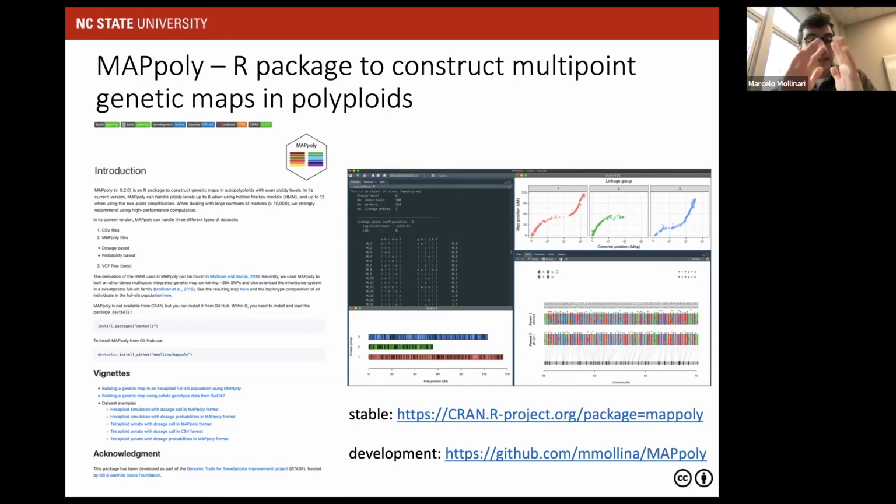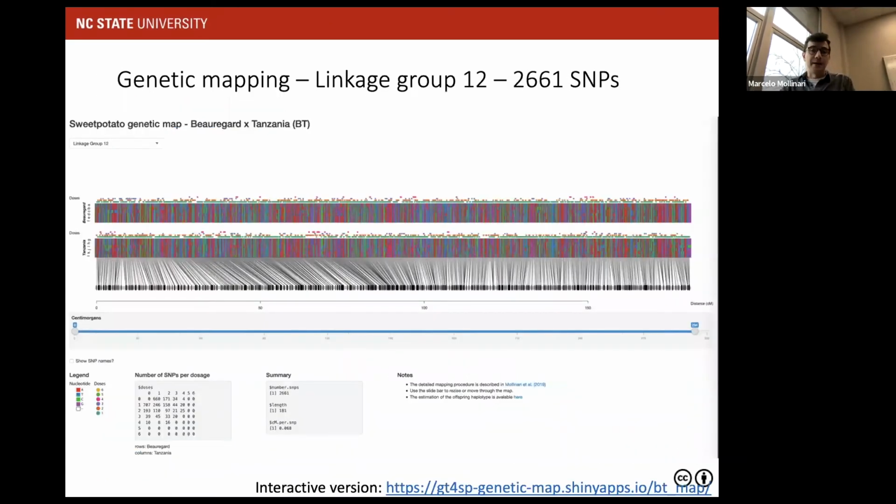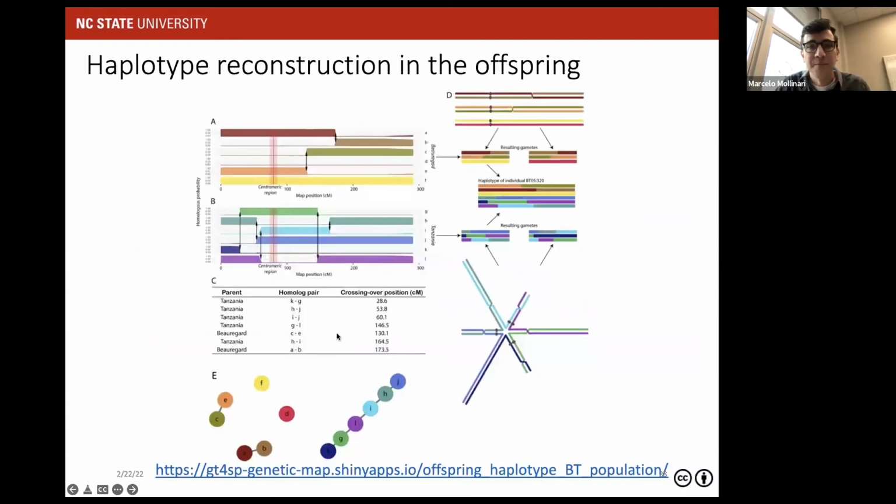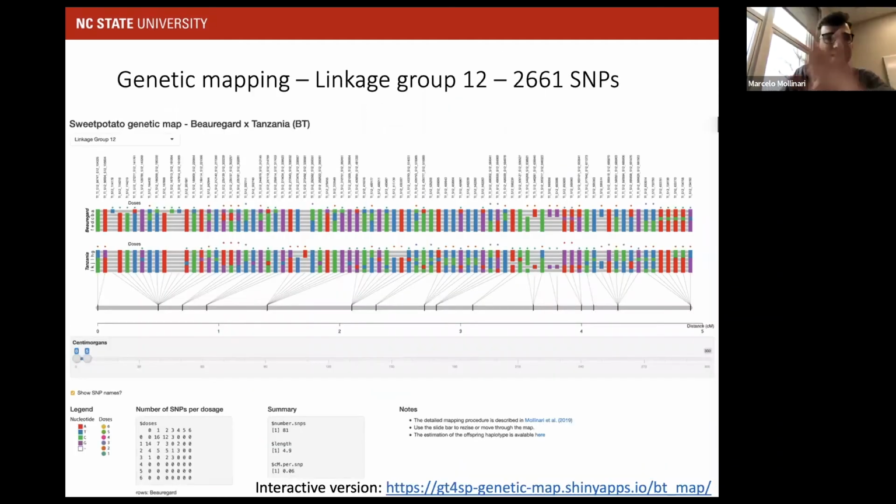But anyway, this is MapPoly, and we can do all this analysis in MapPoly. And this is the output of one of our maps. We have a Shiny app where you can navigate in your map, and today it is much more developed. And I will show you another program that we also developed to do this. But you can choose the windows of your map, and you can check possible haplotypes. And yeah, anyway, this is the map.